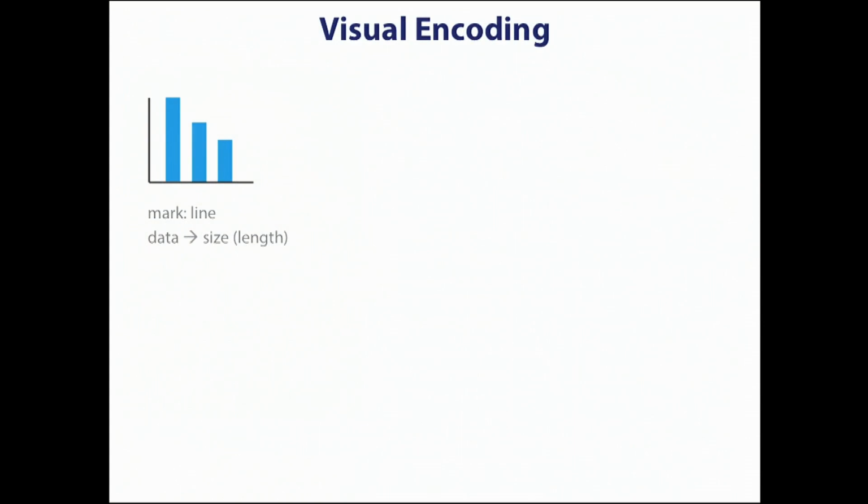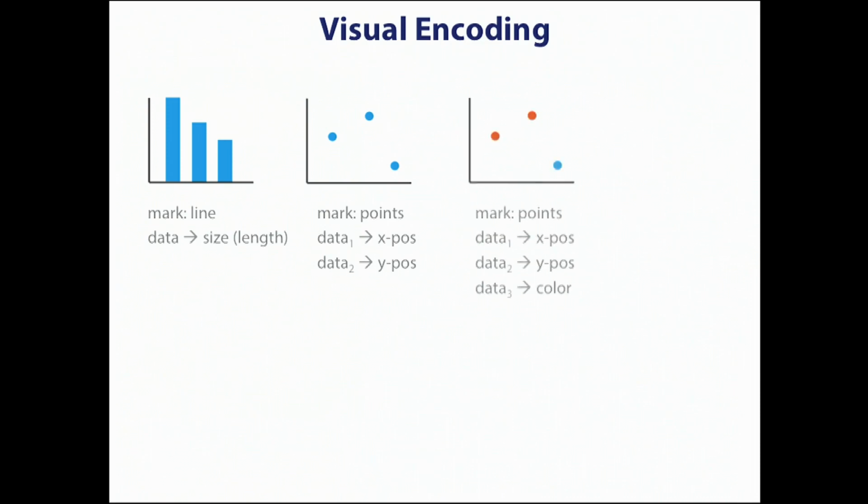So we can think of a chart then as a set of marks with mappings between the data and the visual variables or visual attributes of the marks. And a bar chart is a set of line marks. Each bar is a line. And data is mapped to the size or length of a line. A scatter plot consists of point marks with one data field mapped to X position, another mapped to Y position. We can, of course, add additional visual variables. So here we've added color.